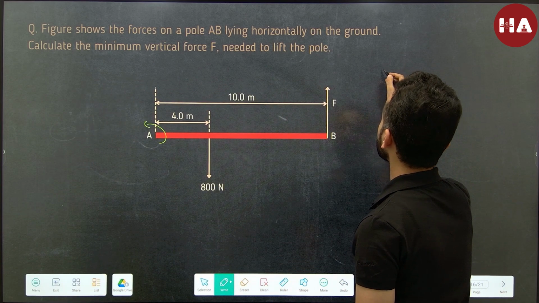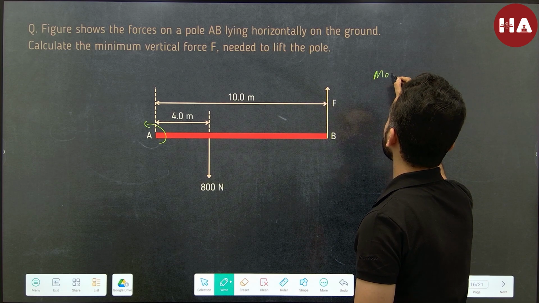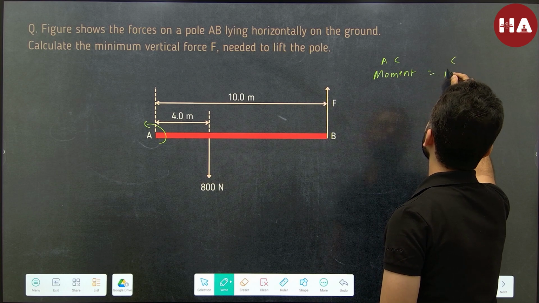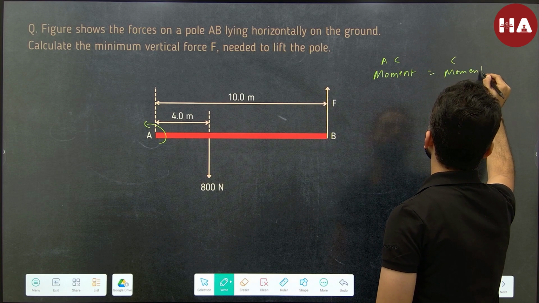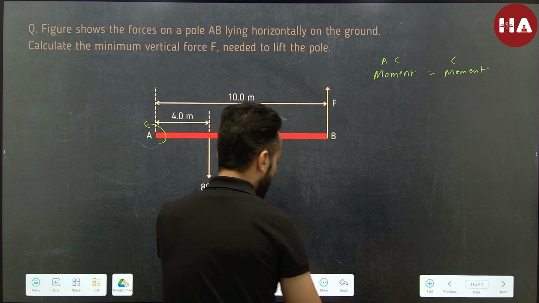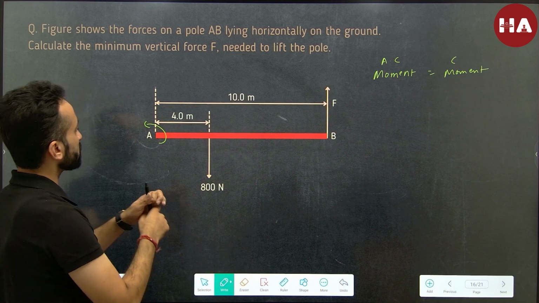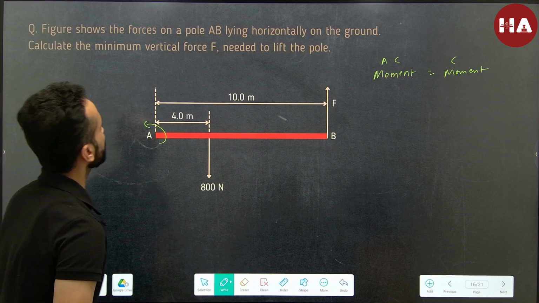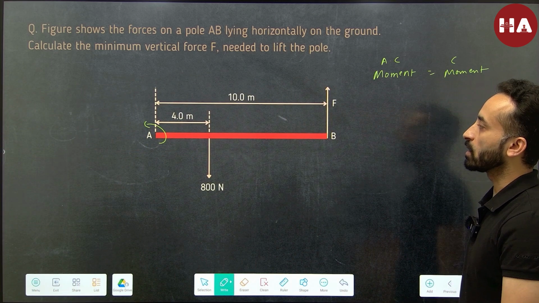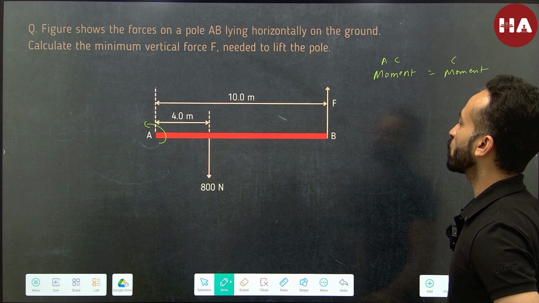So just to lift it up, we will write that the anticlockwise moment is equal to the clockwise moment. So this weight is trying to keep it on the ground, and now you are lifting it off the ground. Can you imagine, about A you are lifting it, and that is what they are asking. Okay, to lift the pole about A.